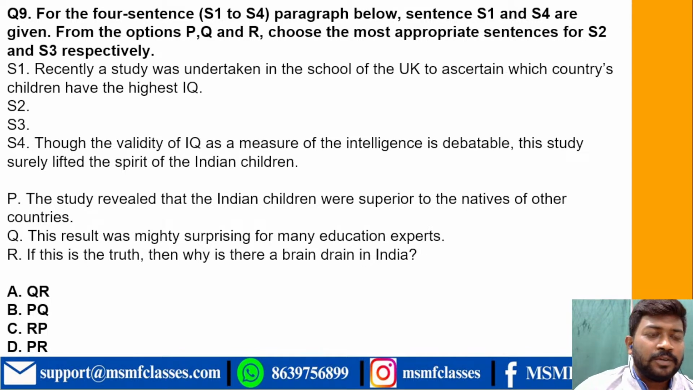For the four sentences, S1 to S4, in the paragraph below, sentences S1 and S4 are given. From the options P, Q, and R, choose the most appropriate sentences for S2 and S3 respectively. So already they have given the series of sentences. In that, two sentences are missing. Those two sentences are in PQR. So you need to find the correct combo here.